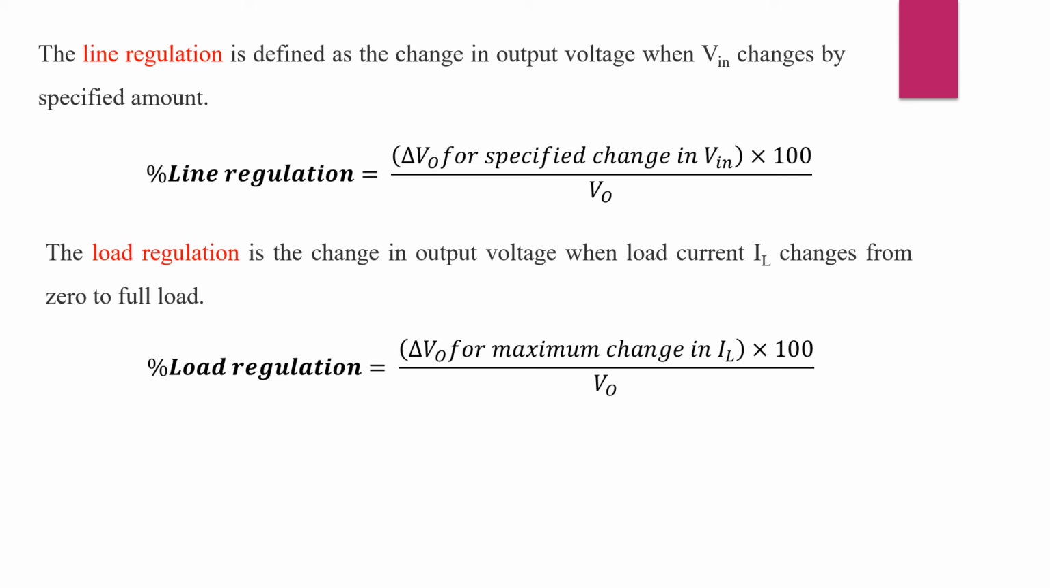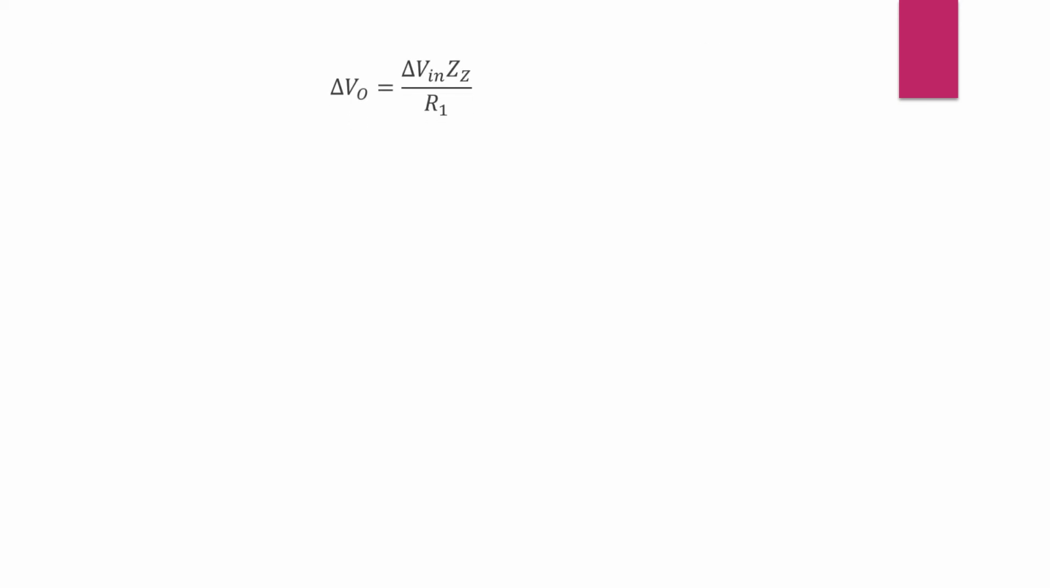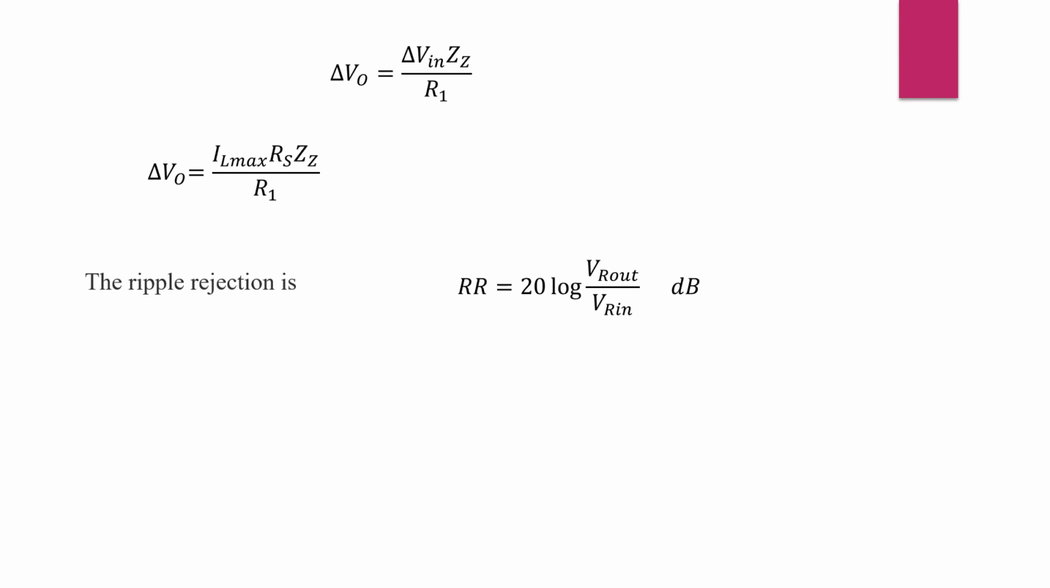So what is IL now? It is the change in load current. If RS is the source resistance, that is the source side we consider, then the change in Vin due to the maximum change in load current from 0 to IL max is given by delta Vin equal to IL max into RS. Therefore, delta V naught will be equal to delta Vin into Zz divided by R1, which is delta V naught equal to IL max RS into Zz divided by R1. Substituting that delta V naught in the load regulation, we get the load regulation.